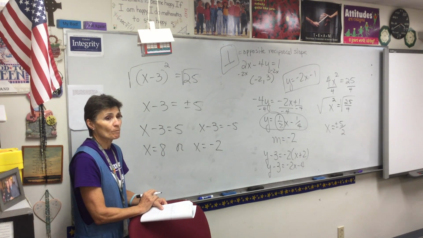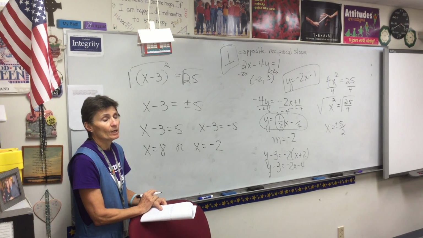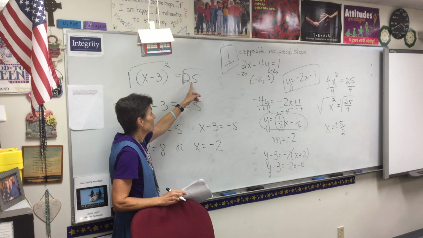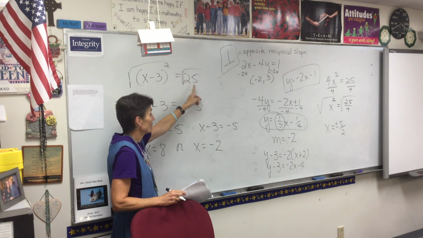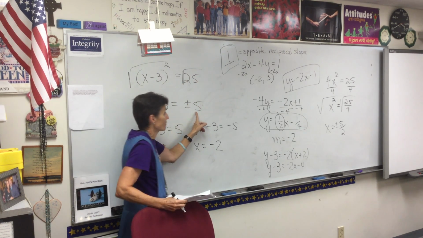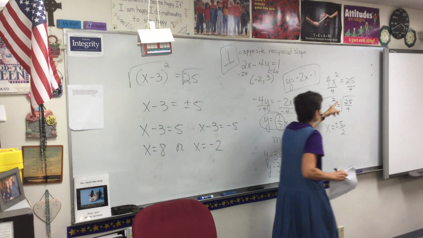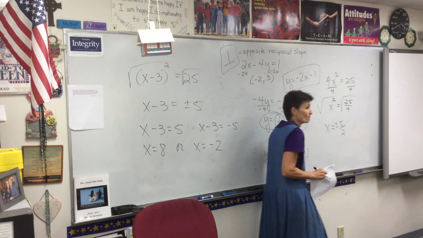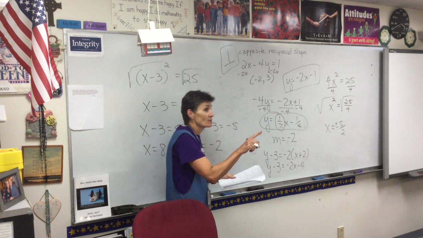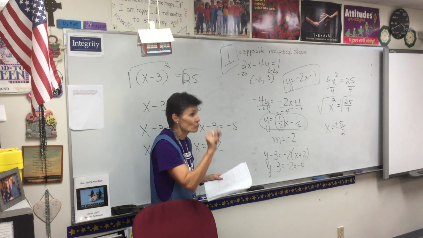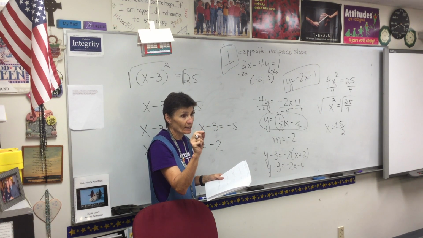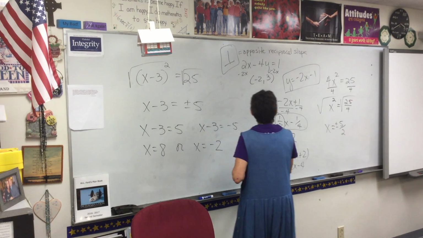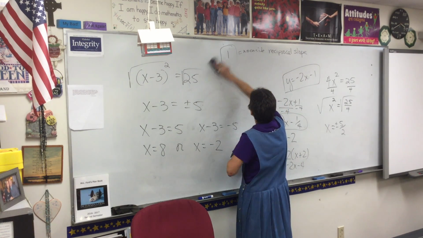You don't plus or minus your final answer. You plus or minus when you take the square root. So when I took the square root of 25, that's plus or minus 5. When I took the square root of 25/4, that was plus or minus 5/2. You take the plus or minus at the moment you square root. Okay, got it? All right, try C. What do you think about C?